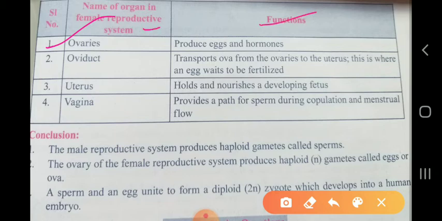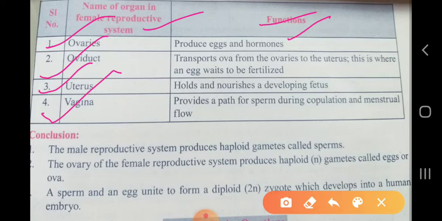Here, children, the first column is the name of the organ in the female reproductive system, and the second is the function. First is the ovaries. They produce the egg and the hormones. Second, the oviduct. It transports ova from the ovaries to the uterus. This is where an egg waits to be fertilized. Third is the uterus. It holds and nourishes a developing fetus. Fourth is the vagina, which provides a path for the sperm during copulation. Copulation means intercourse, and it also provides the path for menstrual flow.